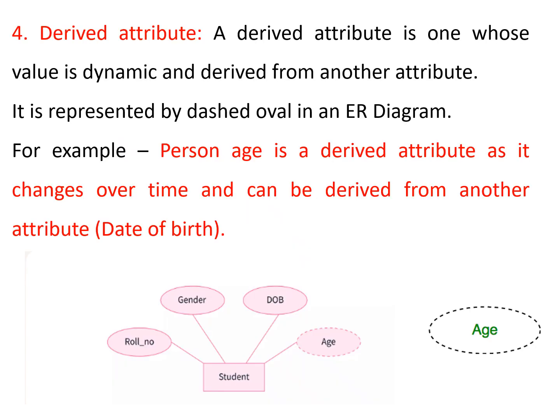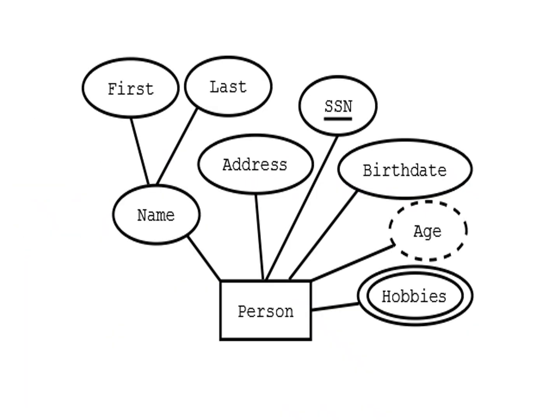Derived attribute. A derived attribute is one whose value is dynamic and derived from another attribute, which can be represented by a dashed oval or dotted ellipse. For example, person age can be derived from date of birth. So we can say age is a derived attribute of the student. So this is an example.